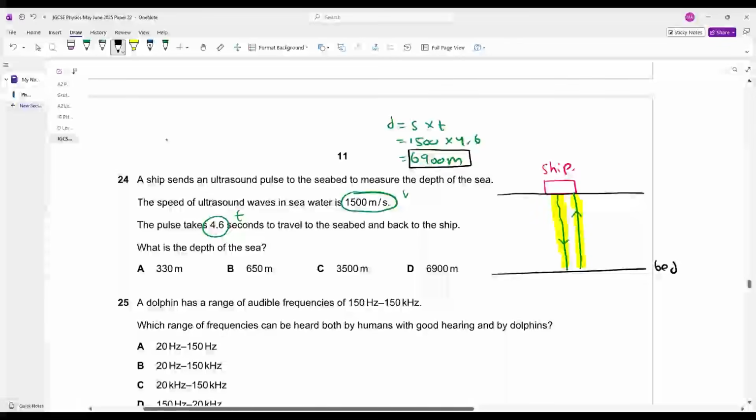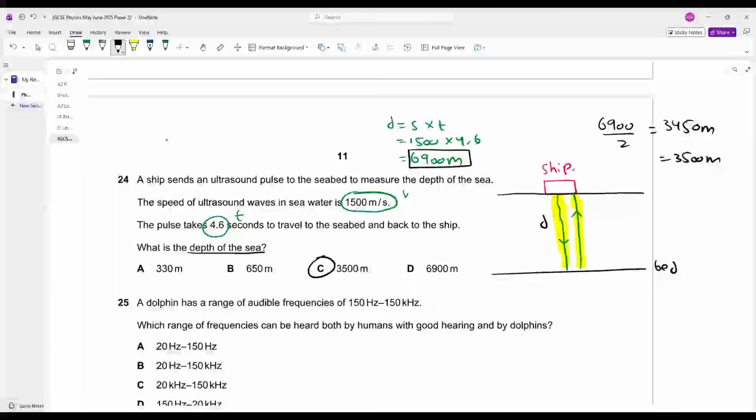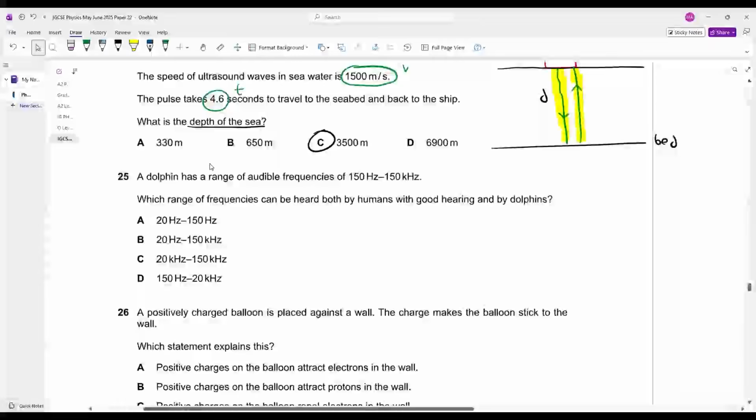Can you calculate the single distance, the depth of the sea? Can you calculate the single line distance? यप. आप क्या करोगे? 6900 divided by 2, that roughly comes out to be 3450. That is roughly equal to 3500 meters. C is your answer. Okay, आगे बढ़ते हैं.